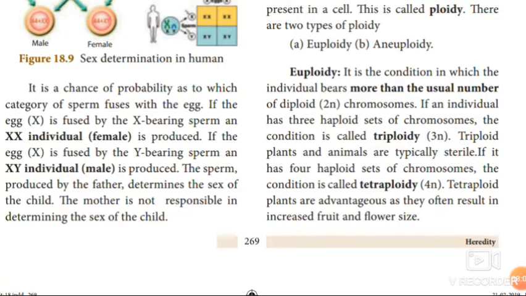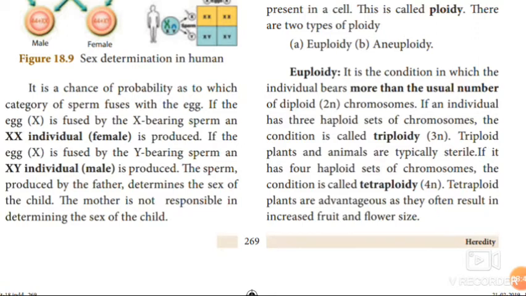Normally all organisms contain a diploid set of chromosomes. In euploidy there is more than the usual diploid number. For example, in addition to the diploid set, one more haploid set may be added. This is triploid. Tri means 3, so 3n means three haploid sets. Normally it was 2n, and by the addition of a single n, it forms 3n. Triploid plants and animals are typically sterile; they cannot reproduce. If four haploid sets of chromosomes are present in an individual, it is called tetraploidy.